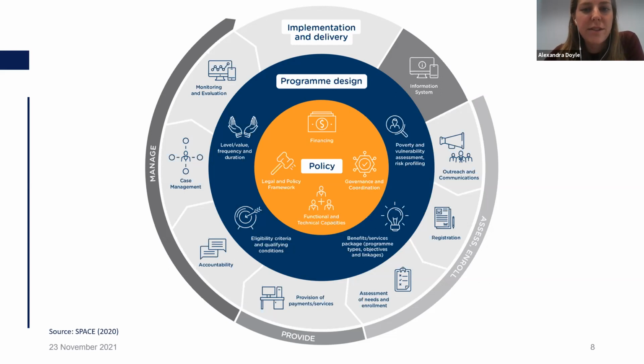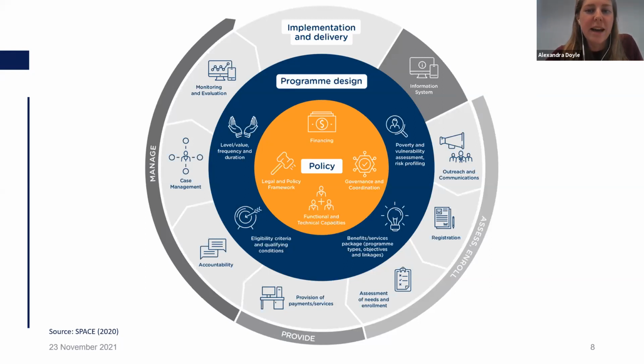Then the next layer is around the design aspects, which starts with assessing the needs of people and understanding the risk profiles of different people. And this is really a crucial step to ensure that the design of programs can reach the right people, can provide the right amount of money and for the right amount of time. And then in the final layer, there are also the delivery mechanisms that support all of this. So starting with outreach and communications about programs and interventions, registering people, and then providing support and managing people that are part of the program.